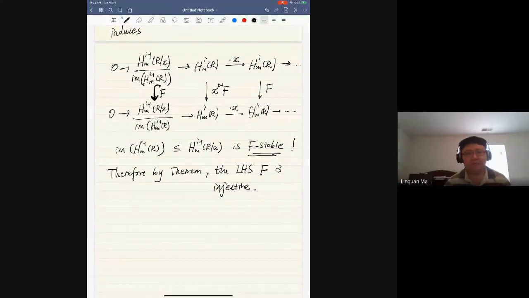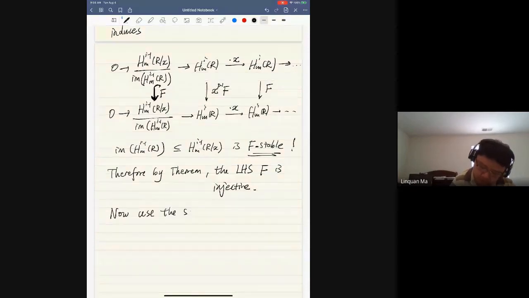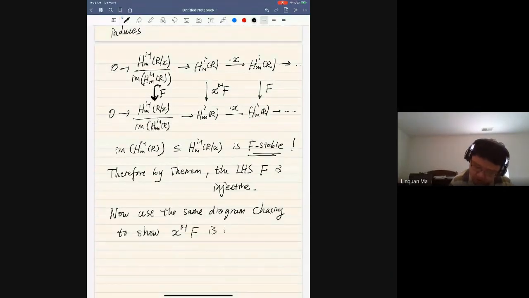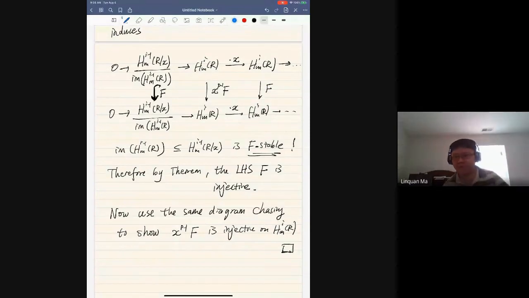Okay, and now use the same diagram chasing to show x to the p minus 1 times capital F is injective on H_m^i. Let me just sketch this very quickly on this picture, since I'm running out of time. You pick something in the kernel. You can always assume this thing simultaneously lies in the socle because you can just replace it by a multiple.